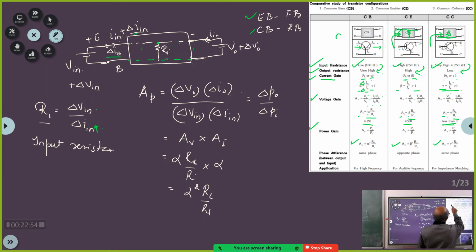And the input signal. Supposing you are feeding the signal here like this. In the case of common base, the output will also be in phase. But in this case, if the input is like this, the output is going to be like this. It will be out of phase. And here also it will be the same phase. And the application here is for very high frequency, for audible frequency, for impedance matching.